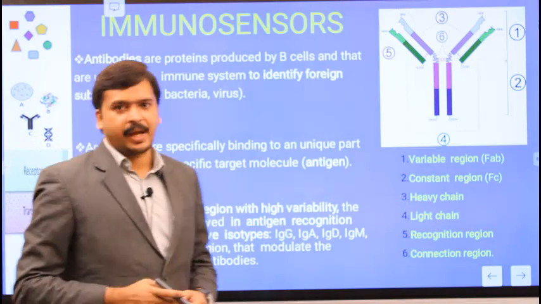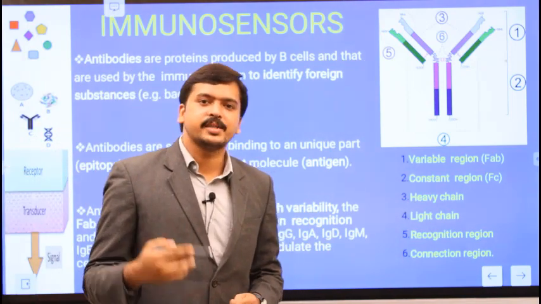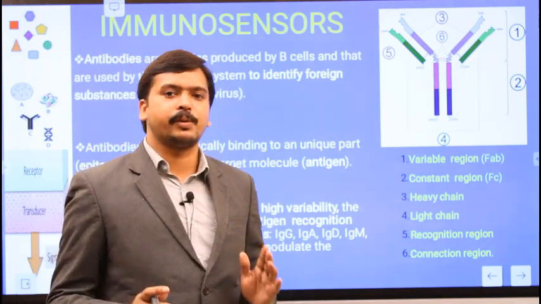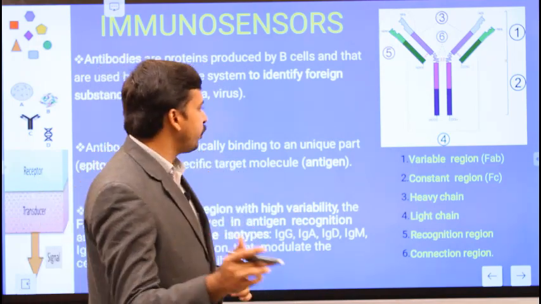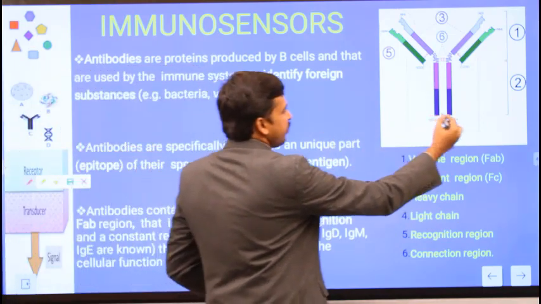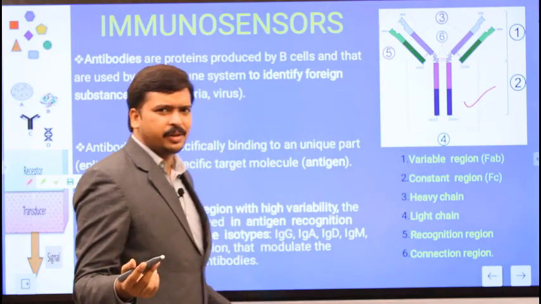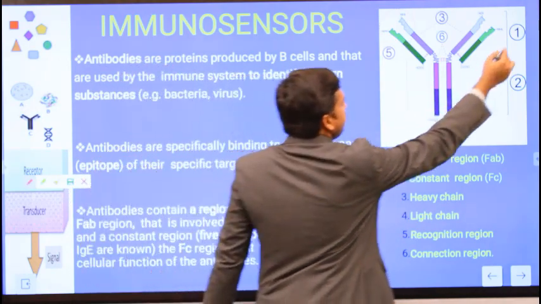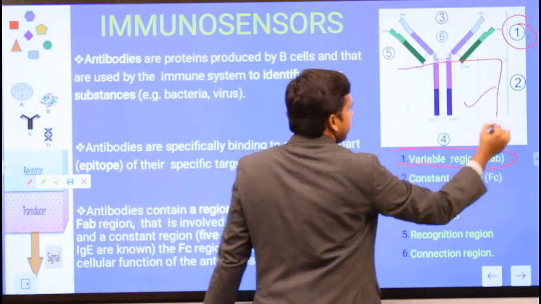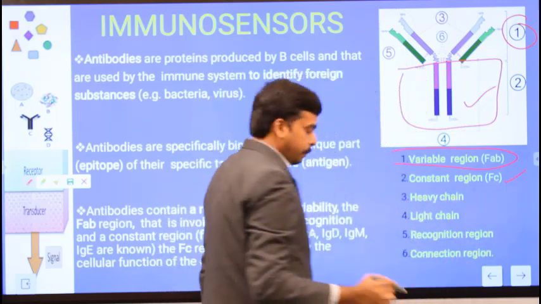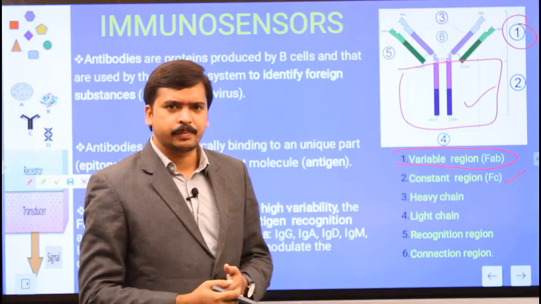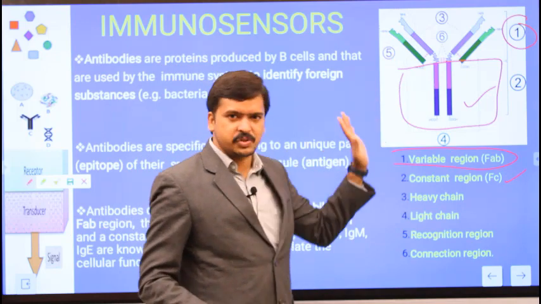So where do you get these antibodies? If you want to design a biosensor based on the principle of bioaffinity, as we already discussed, we have to immobilize an antibody. And I hope you remember the structure of an antibody, which is shown here. Basically it is a Y-shaped structure. In this, the number one part we call the variable region, and the second part, number two, is called the constant region, because there are so many antibodies, and the majority of them have the same structure.